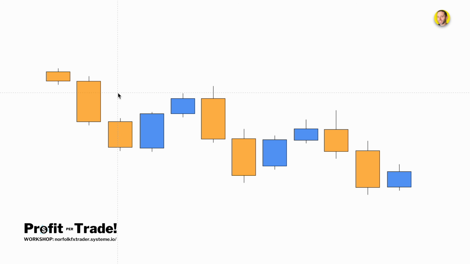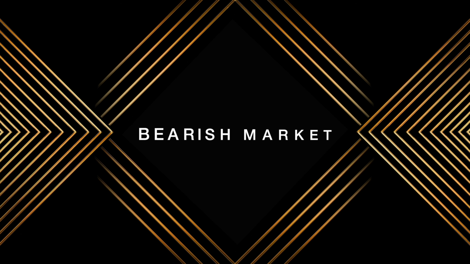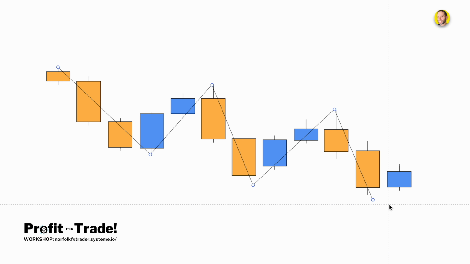You need to understand your swing structure in the market. By this, I mean, we have the market pushing down. We have a pullback, a continuation bearish, a swing pullback, another continuation bearish. This shows you a bearish market. Okay, so we're in a bearish swinging market to the downside.